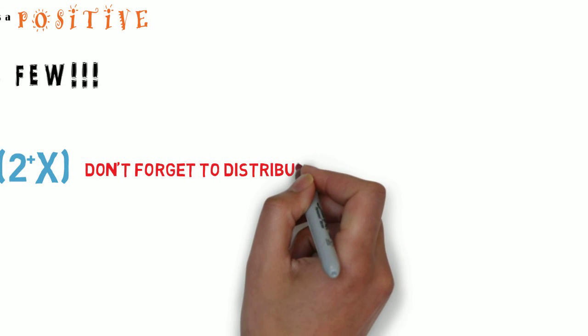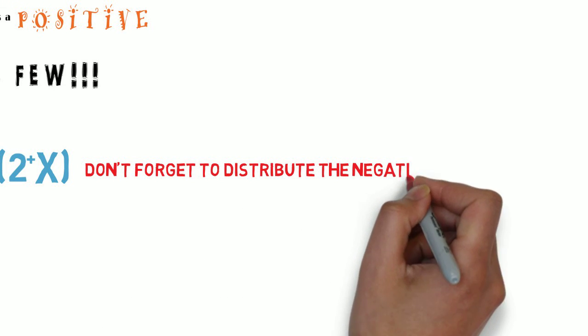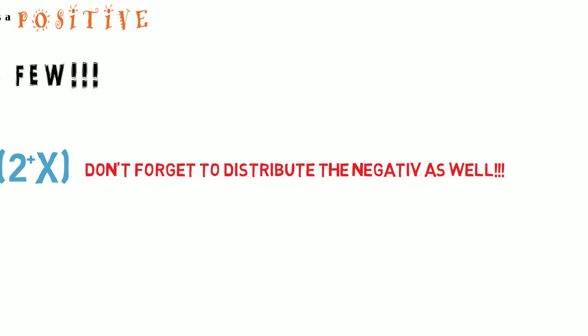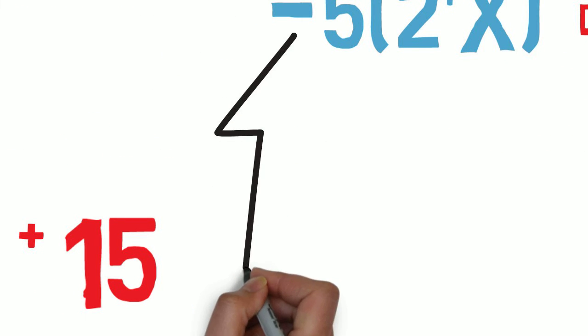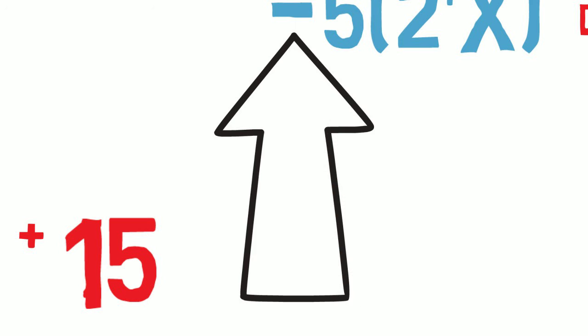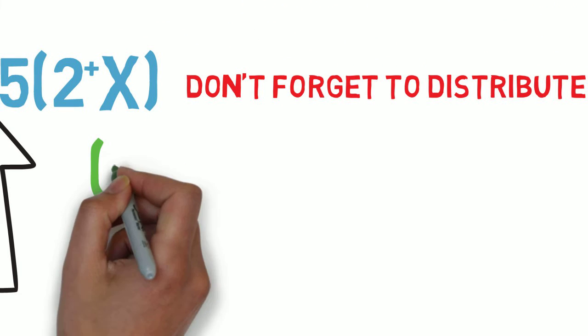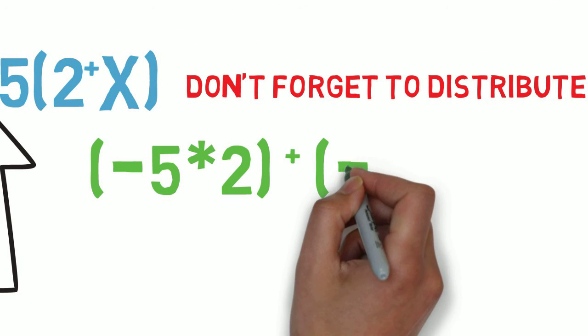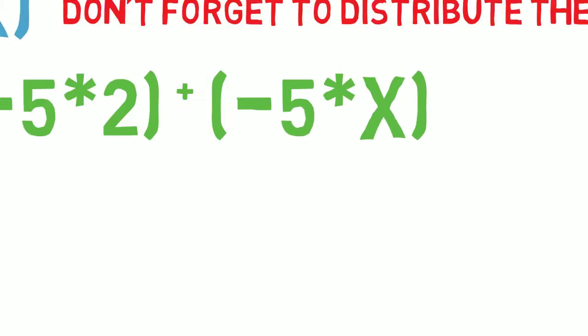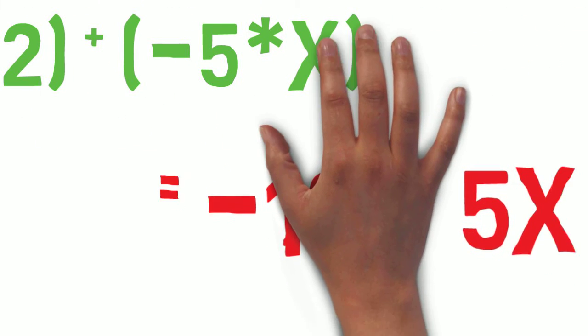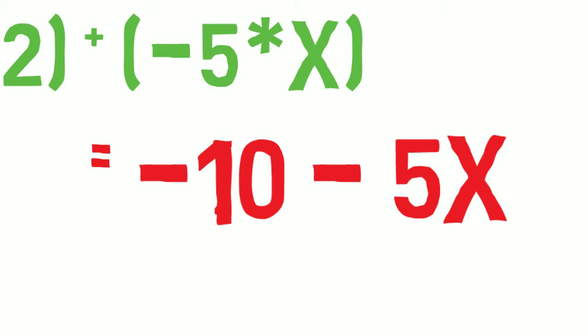And guys, don't forget to distribute the negative. If you don't distribute that negative, it's going to make it a completely different equation. So you're going to get negative 5 times 2 plus negative 5 times x. So when you multiply that out, it's going to be negative 10 minus 5x.